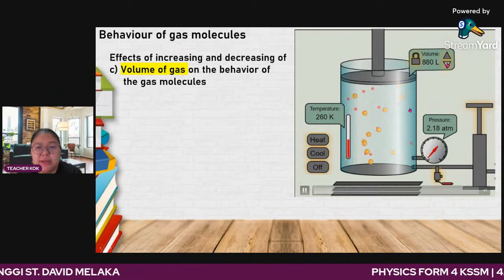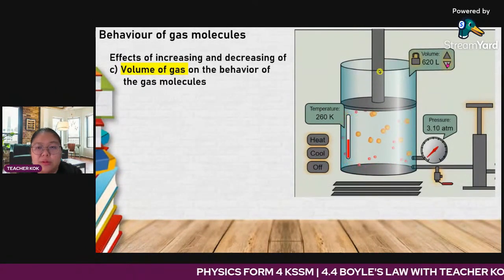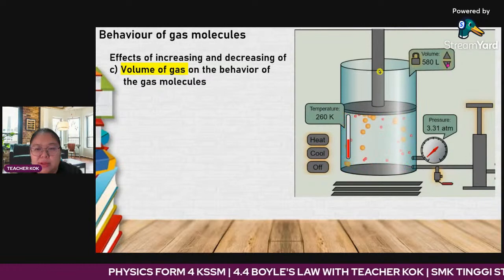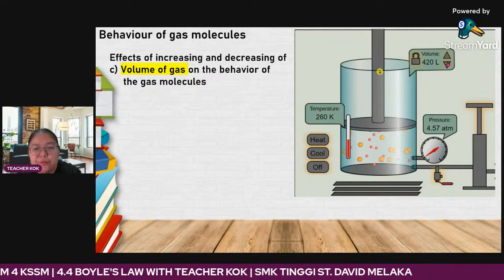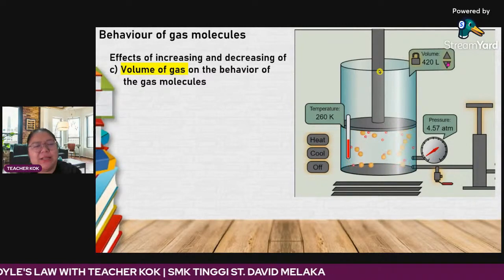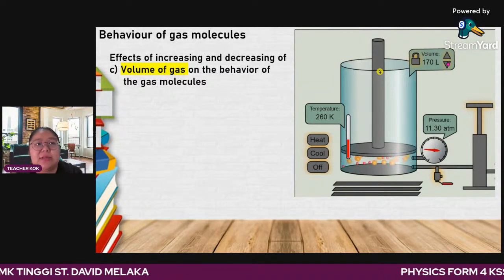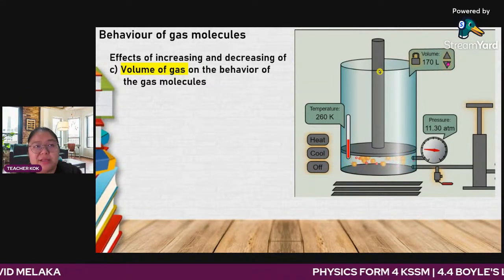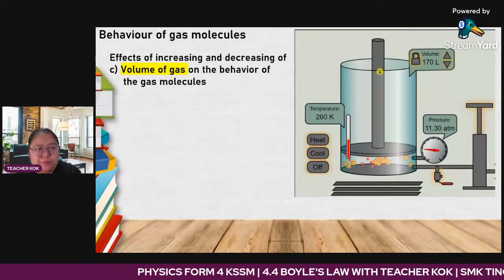Okay, you can see when I move the volume down and down, you see what happened. The molecules are the same, the quantity is the same, but they keep moving faster and faster. You cannot see them faster. They're not faster, they just have no space. When they have no space, they will move as the volume becomes less.